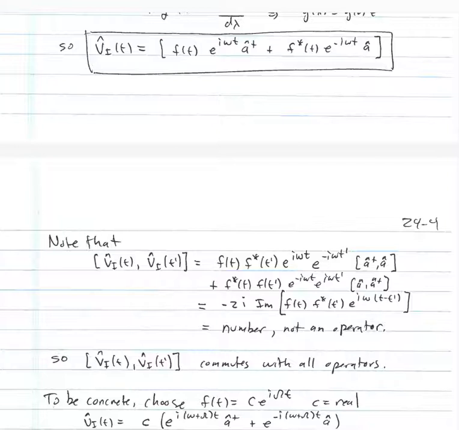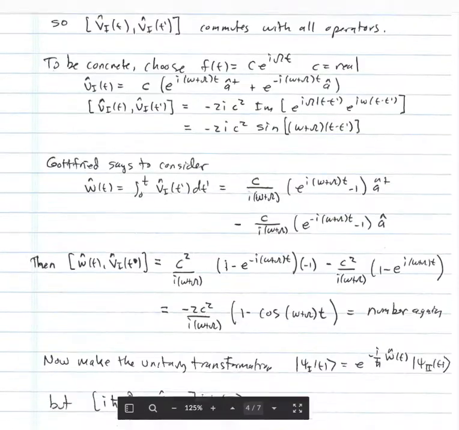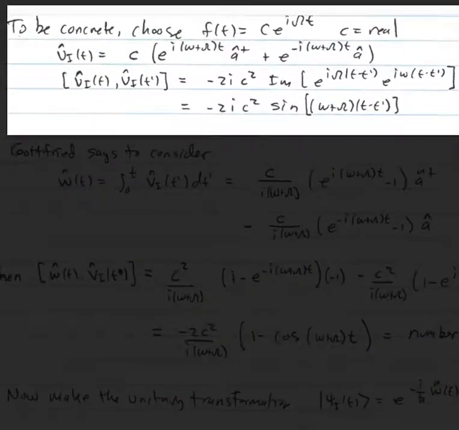In order to proceed further, we're going to want to be explicit about the function that we're using, and we're going to pick the function f(t) to be c e^{iΩt}, where c is a real number. Looking at the expression for V_I(t) at the top of the page, we can easily substitute in what f(t) is, and what we find is this expression at the bottom that I'm going to now move up to the top. We get that V_I(t) is equal to that real constant c times e^{i(ω+Ω)t} a dagger plus e^{-i(ω+Ω)t} a.